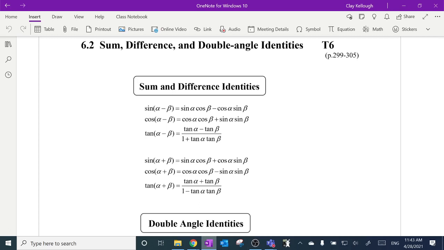In this course, you don't have to prove where they come from. You don't have to memorize them. What you have to be able to do is recognize them. So these are the sum and difference identities. In other words, alpha and beta stand for angles. If I have the sine of an angle minus another angle, this formula will represent how much that value is. And that's true for these subtracted angles, and then these added angles.